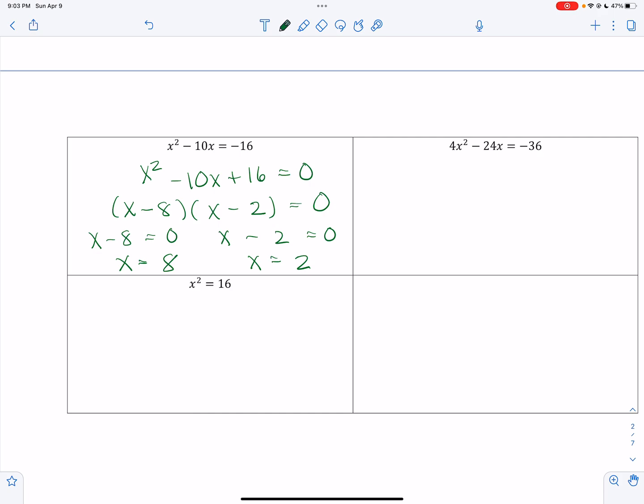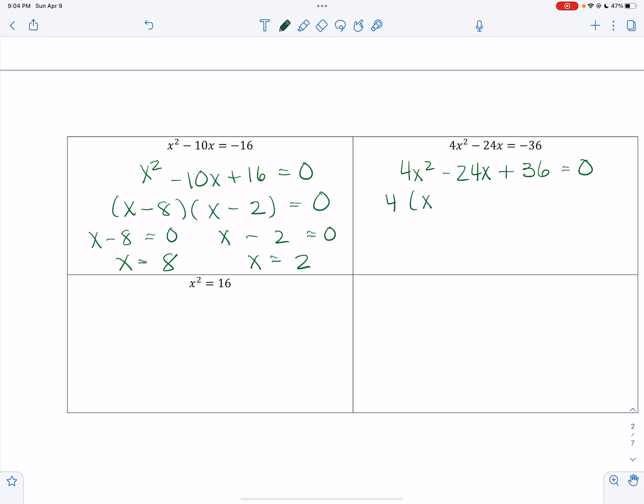When we go to the next one over here to the right, we start the same way, and we're always going to try to pull out a GCF. We get 4x squared minus 24x plus 36 equals 0. I can take a 4 out of all of those terms, so I factor that out and get x squared minus 6x plus 9. Then I find factors of 9 that add up to negative 6, which are negative 3 and negative 3.